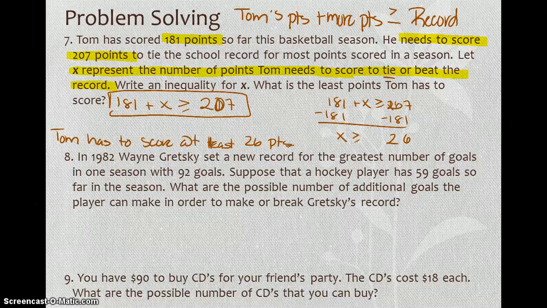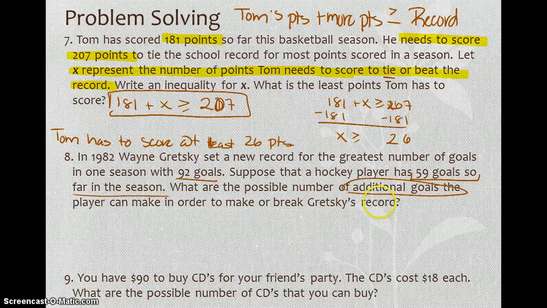Okay, in 1982, this is old school, Wayne Gretzky set a new record for the greatest number of goals in one season. This is before the Sharks even existed, with 92 goals. That's wonderful for Wayne. He played for the LA Kings back then. Suppose that a hockey player has 59 goals so far this season. What are the possible number of additional goals? So additional, that's a good hint, the player can make in order to make or break Gretzky's record.